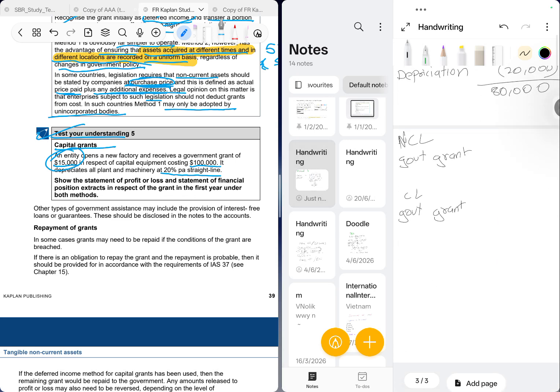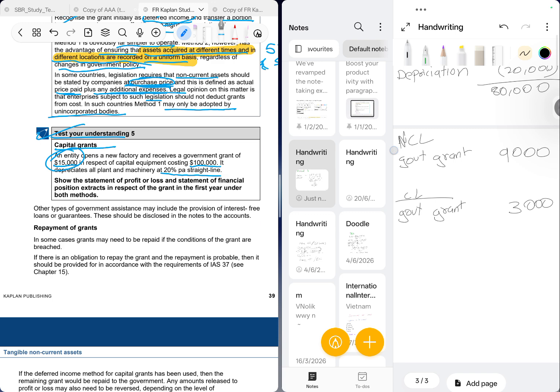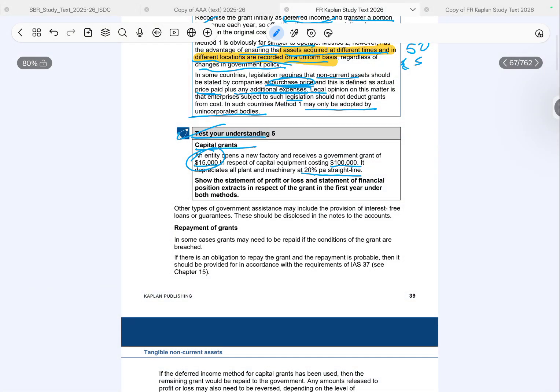So again we'll recognize 3,000 in the next year because we have to charge again 20%, and the rest of the 9,000 I'm going to recognize after 12 months. So this is going to be my current liability, and this is going to be my non-current liability. I hope you guys have understood this sum. If you haven't, please feel free to comment down and I'll try to explain it to you guys. Just one second, we'll move forward.